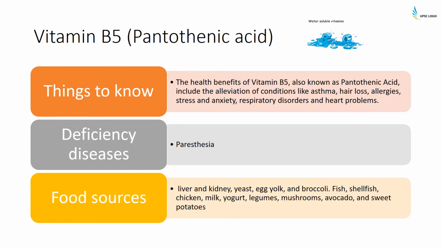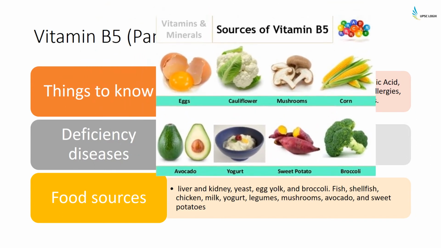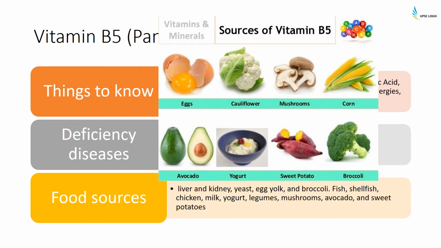So which are the good food sources for vitamin B5? Liver and kidney, yeast, egg yolk, broccoli, fish, shellfish, chicken, milk, yogurt, legumes, mushrooms, avocados, sweet potatoes, all are good sources. Besides that, corn, yogurt, broccoli, I've already mentioned those. So these are all good sources of vitamin B5. Cauliflower is a very good source of vitamin B5.